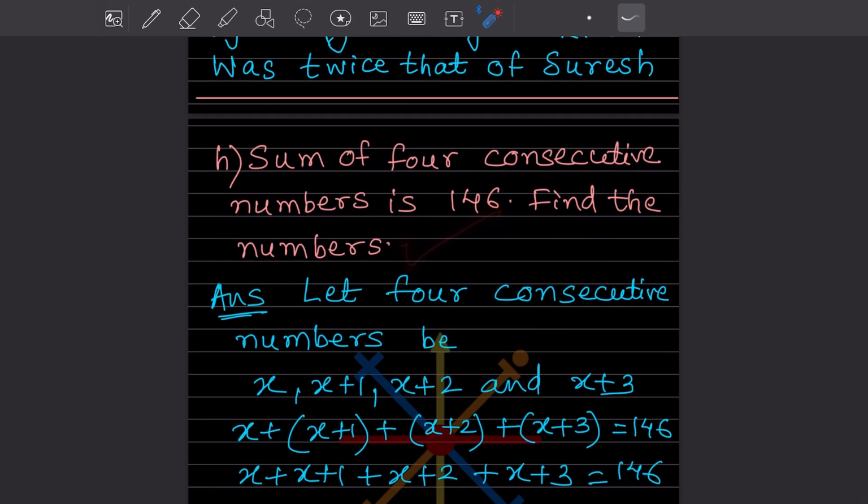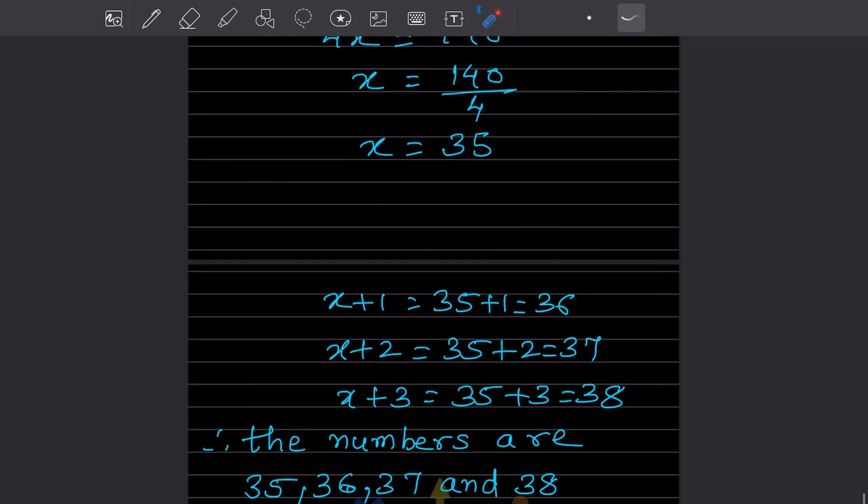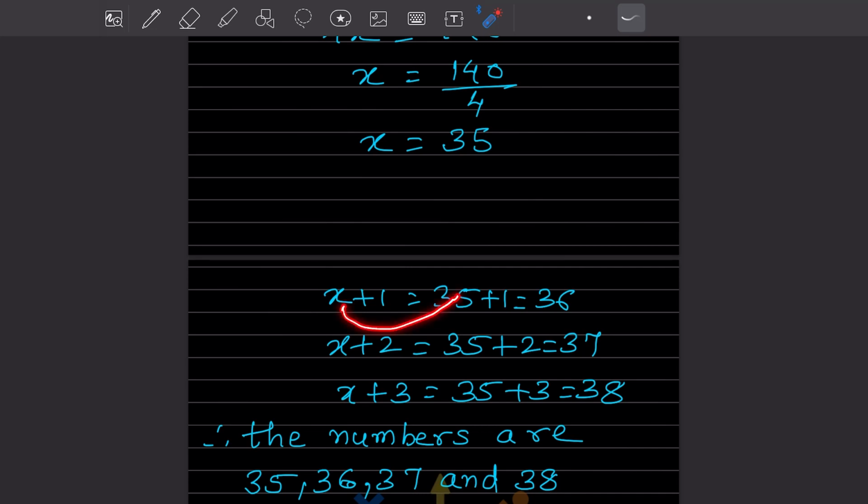So here what did they say? Find the numbers. So it's not done. These are the numbers given, right? So we got x as 35. So x plus 1 is going to be what? 35 plus 1, that is 36. Again 35 plus 2, that is 37. Here 35 plus 3, that is 38. So the numbers are 35, 36, 37, and 38.